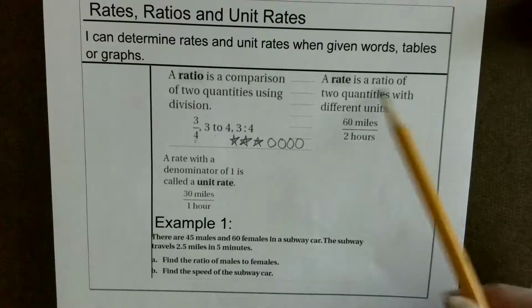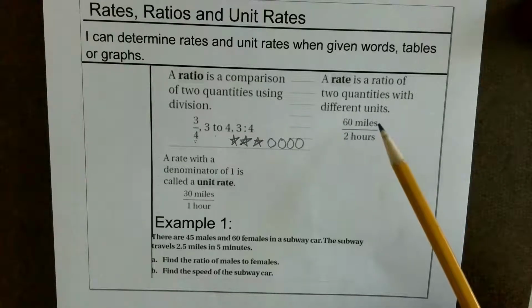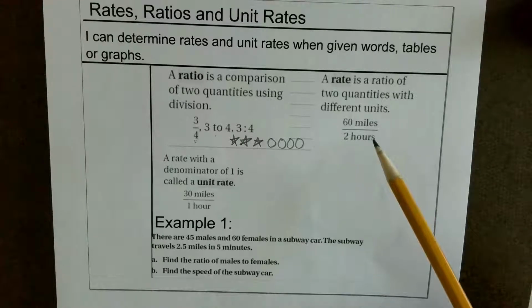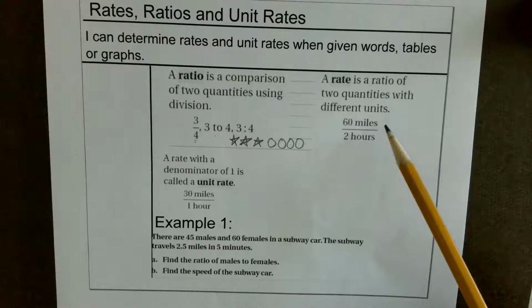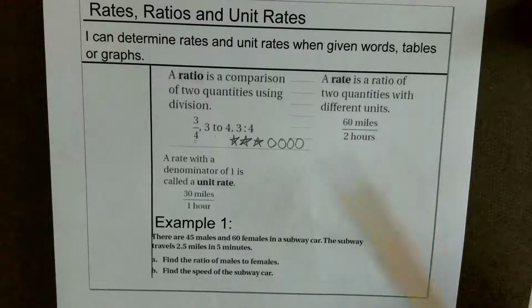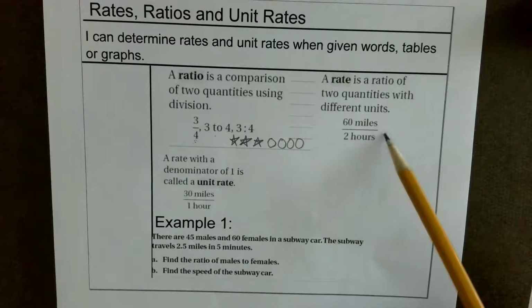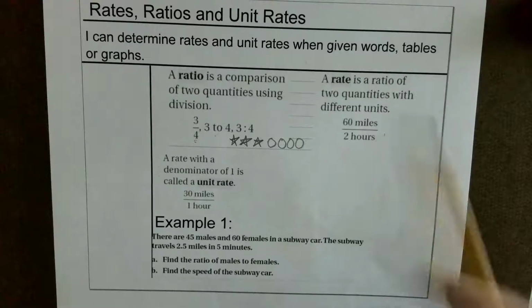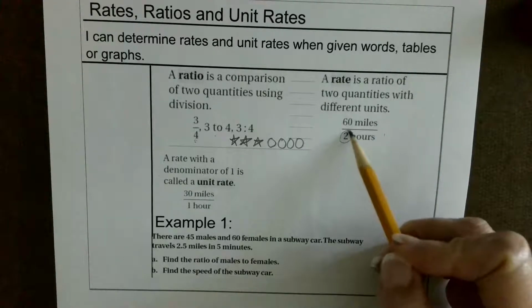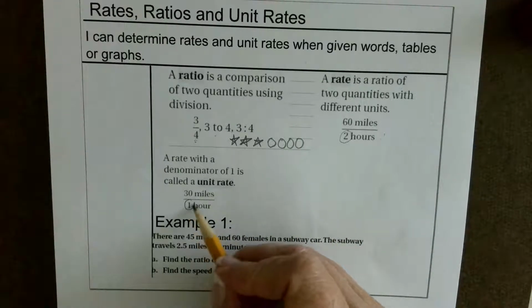A rate is a ratio of 2 quantities with different units. So we've got 60 miles in 2 hours. So you might be able to drive in your car and go 60 miles in 2 hours. And that's going to be a rate. And then a rate that has a denominator of 1 is called a unit rate. So where we had 60 miles in 2 hours in this problem, that is not a unit rate because it's got the 2 as the denominator. A unit rate is going to have a denominator of 1.